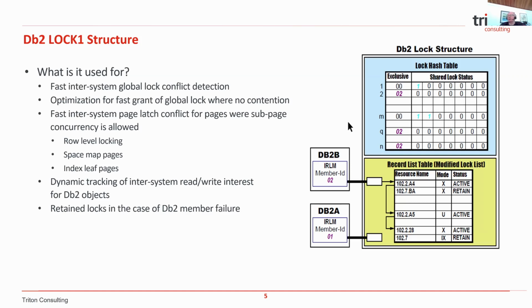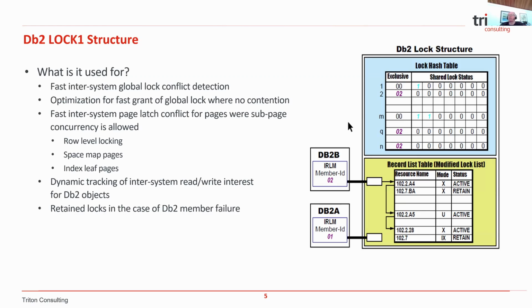The main thing, and it's really one of the crown jewels of data sharing, is that the coupling facility is used to quickly detect whether or not there's global lock conflict. So by simply making Db2 through the IRLM, making a quick call to the coupling facility, it can quickly determine whether or not a lock can be granted without contention. So for example, whenever a lock is taken, it goes through a hashing algorithm to determine which of the lock table entries it should be put there.